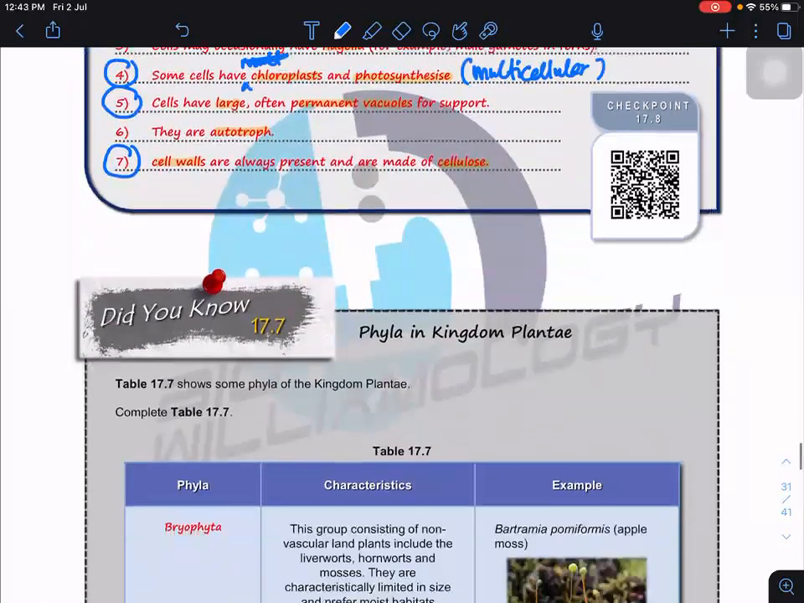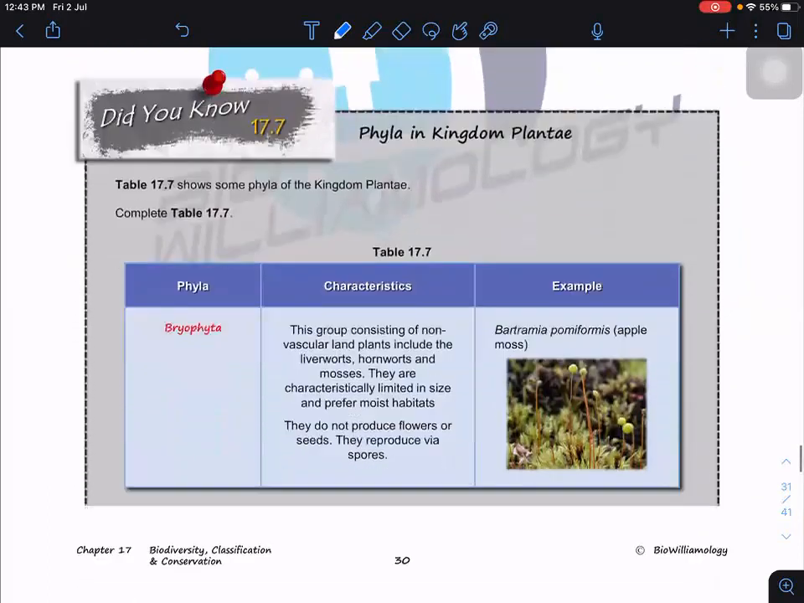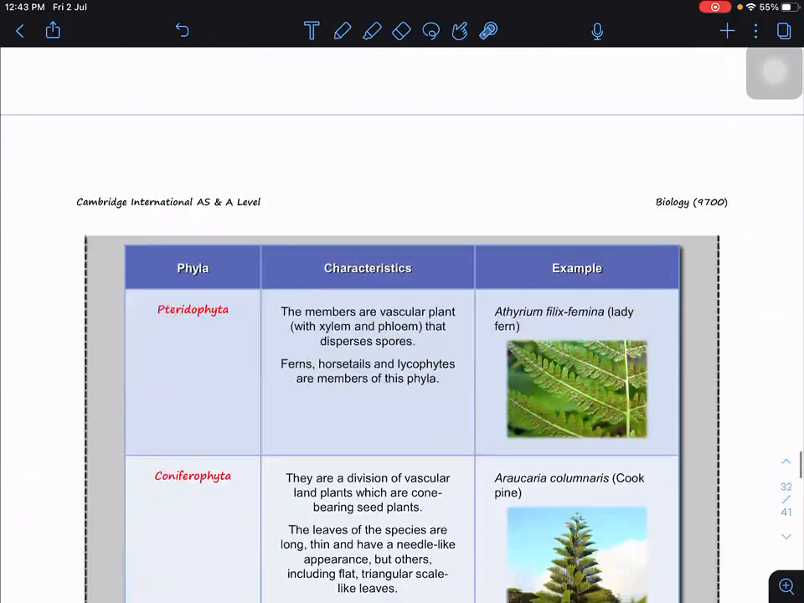So what are the phyla belonging to this Plantae? So we have Bryophyta. Can you say Phyta? Phyta means the phylum under plants. So Bryophyta, our mosses. Then Pteridophyta. Pteridophyta is our ferns.